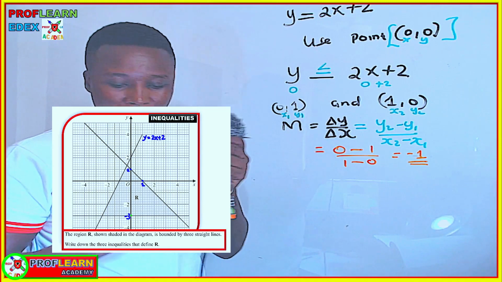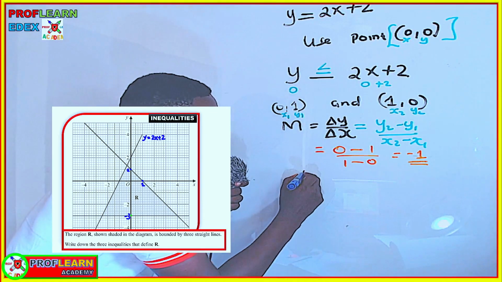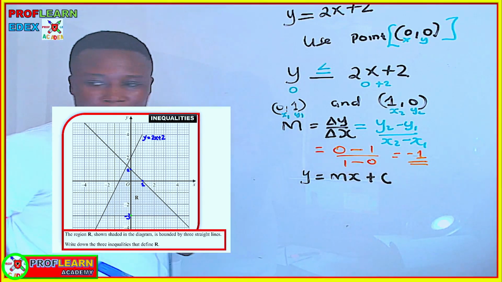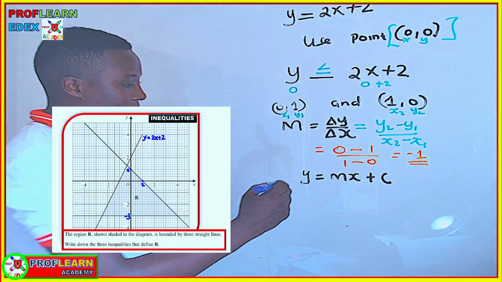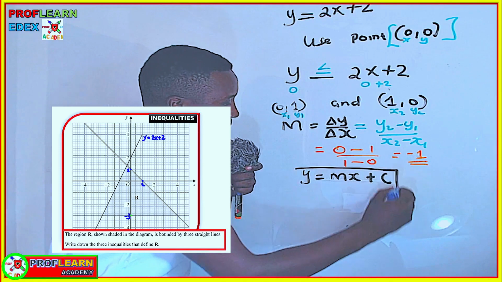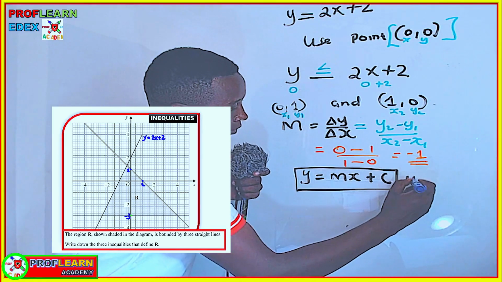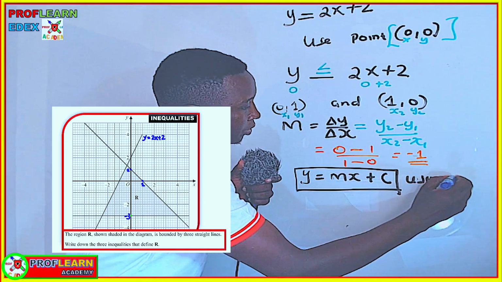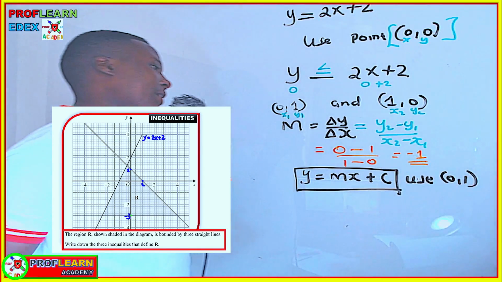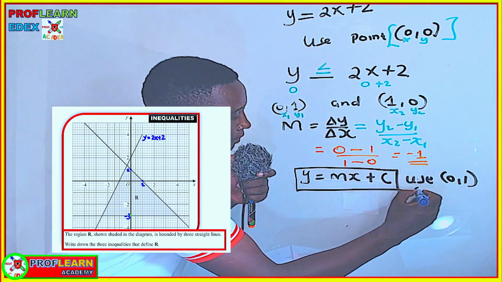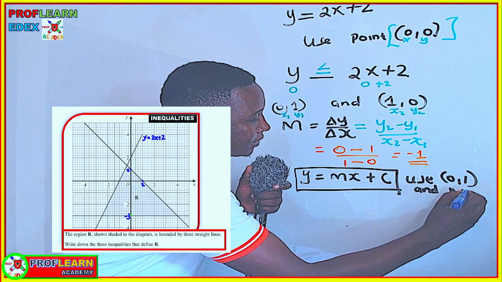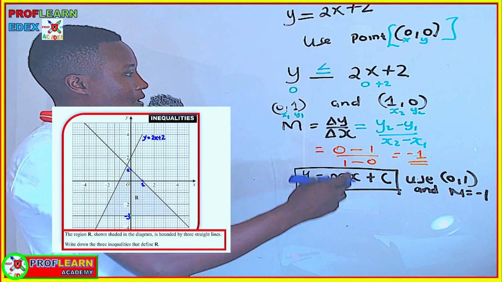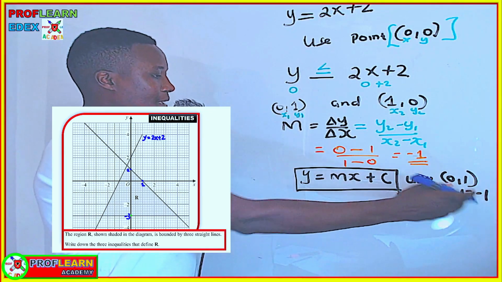You need to remember that the equation of a straight line is usually y equals mx plus c. So what does that mean? That means we can use the point 0 1 and the gradient m equals -1.